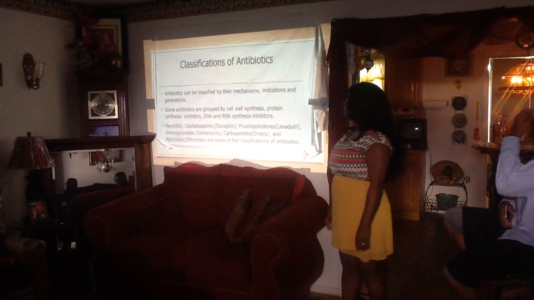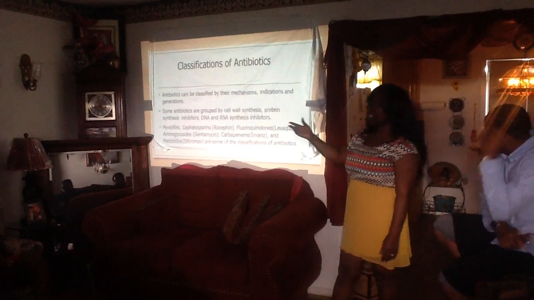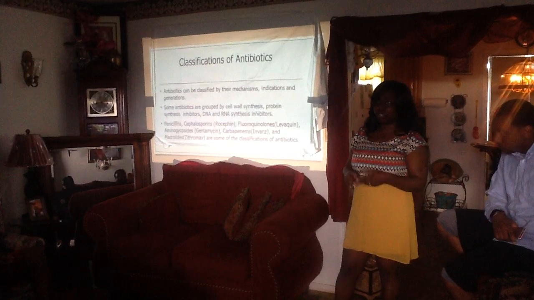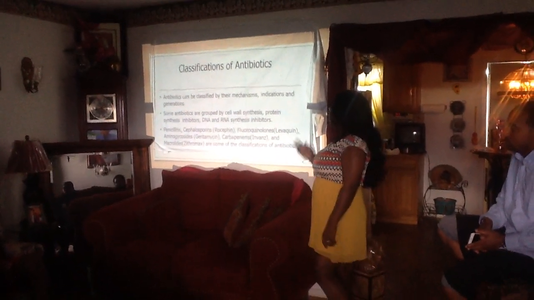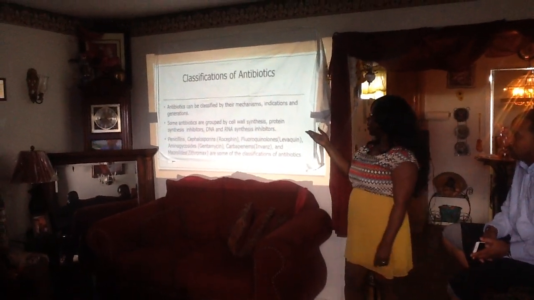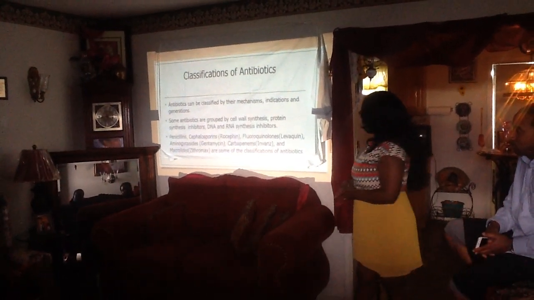Classification of antibiotics. Antibiotics can be classified by mechanism, indication, and generation. Some antibiotics have different generations, like first generation, second generation, third generation, and so forth. Some antibiotics are grouped by cell wall synthesis, protein synthesis inhibitors, and DNA and RNA synthesis inhibitors. Also, we're aware of that in biology.